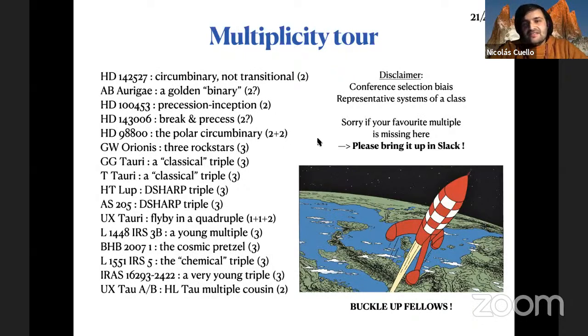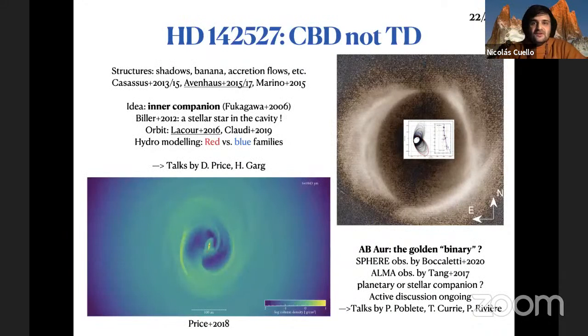The disclaimer here is that this is a conference selection bias. I tried to pick representative systems of a class. Sorry if your favorite system is not here, please bring it up in Slack and let's talk about it. Now buckle up because we're going to go a bit fast. The first system is HD 142527, which is a circumbinary, not transitional, disk.